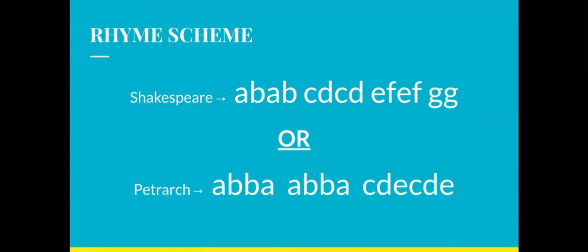A, B, A, B, C, D, C, D, E, F, E, F, and then the couplet is G, G. That is a Shakespearean rhyme scheme. It must have that rhyme scheme, 14 lines. So notice 3 stanzas and a couplet and iambic pentameter in order to be a Shakespearean style sonnet.